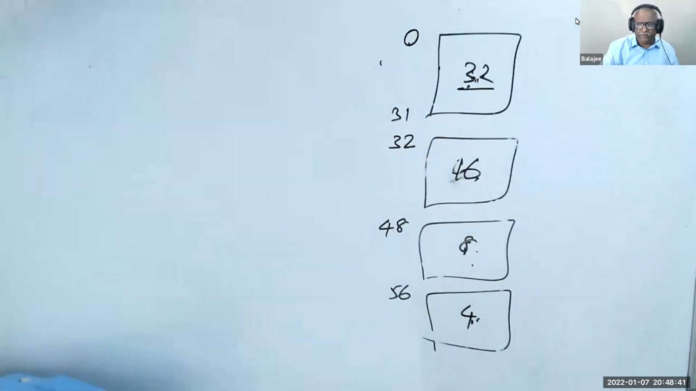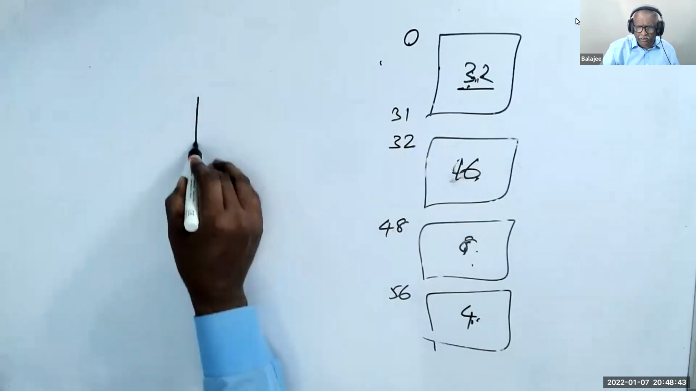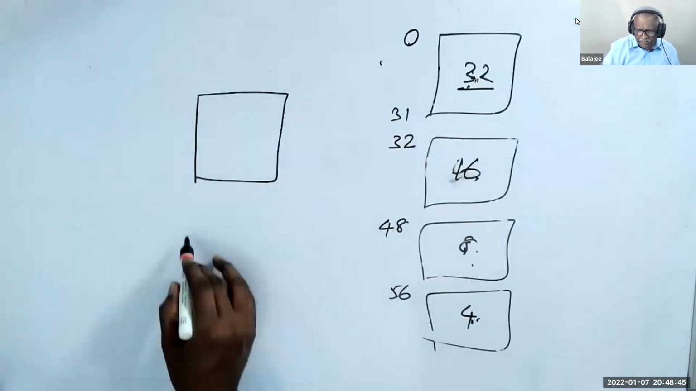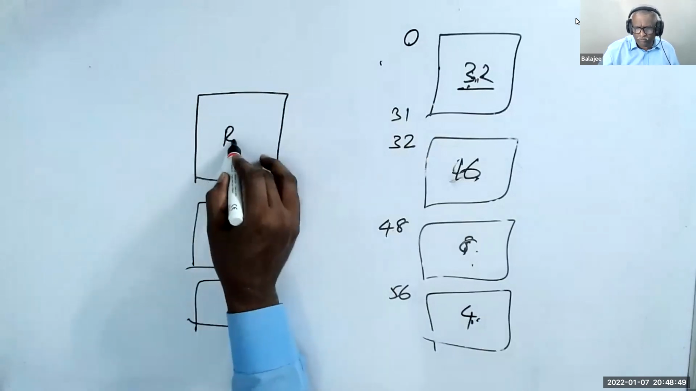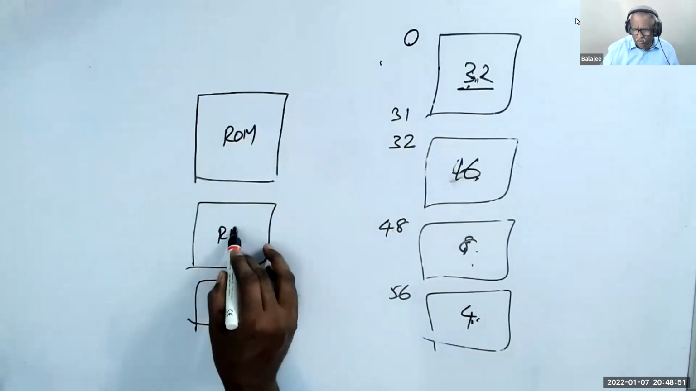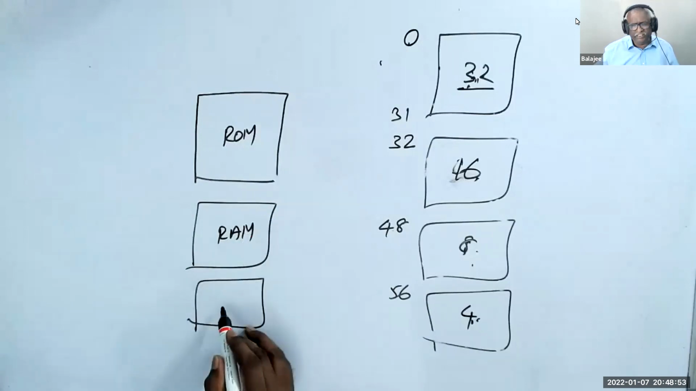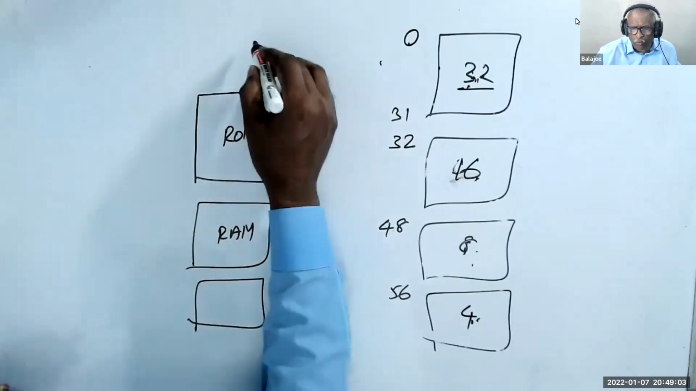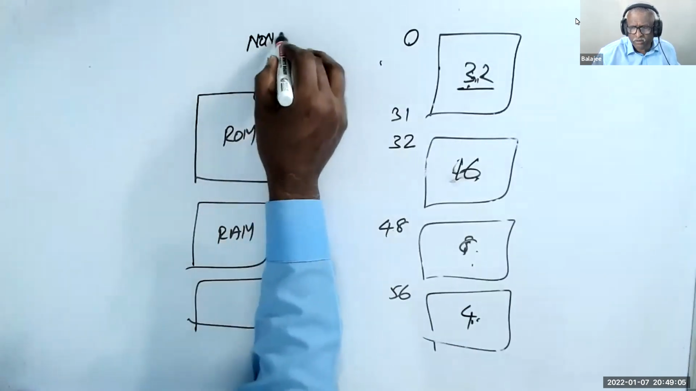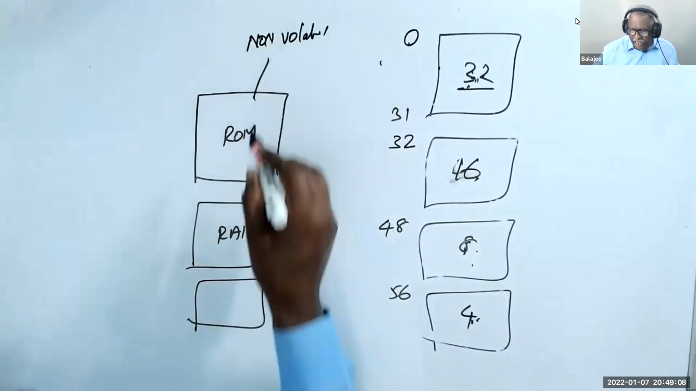What we do here is, every component in the circuit, one is ROM, one is RAM, one is input, whatever it is. These components have their own work. This ROM is non-volatile. RAM is volatile.